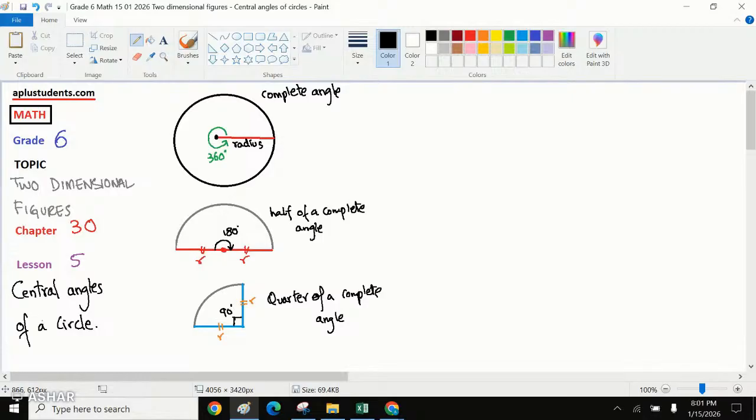In a circle, the complete angle is also known as the full angle. If you hear the term complete angle or full angle, it still means the same. There's another term that can be used, read as perigon. If I use the term perigon, that means we are talking about a complete circle.